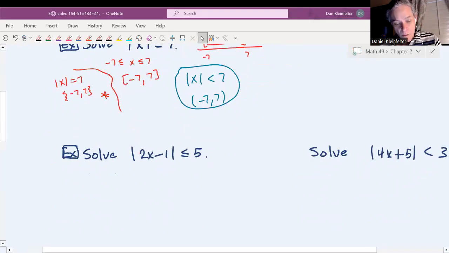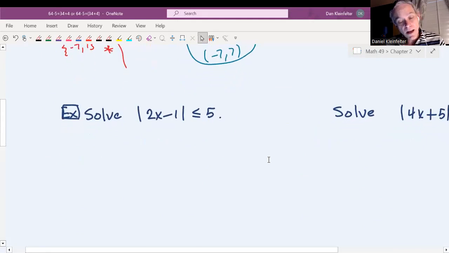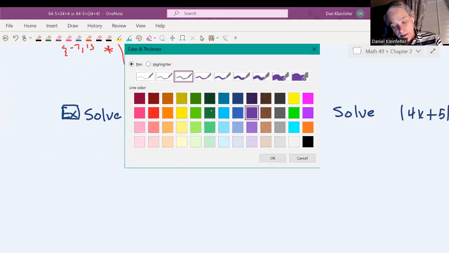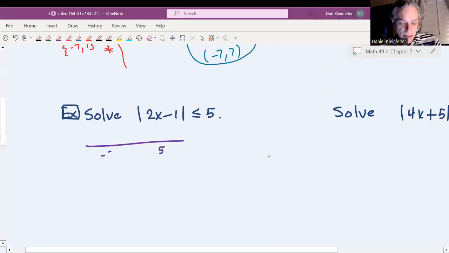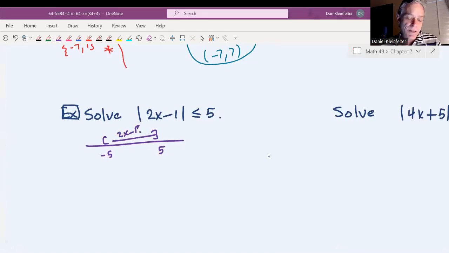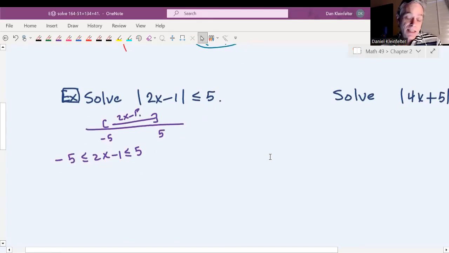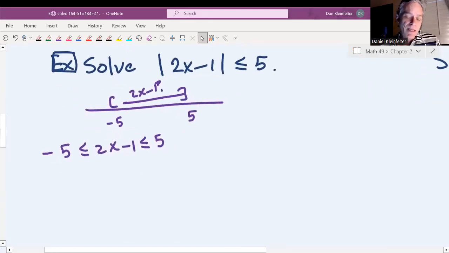Okay, let's try more. Here we have the absolute value of 2x minus 1 is less than or equal to 5. So that says that 2x minus 1 is somewhere between -5 and 5. 2x minus 1 is in there someplace. So that means that -5 is less than or equal to 2x minus 1, which is less than or equal to 5. So again, this gives us a three-part inequality. We're going to need to solve that.